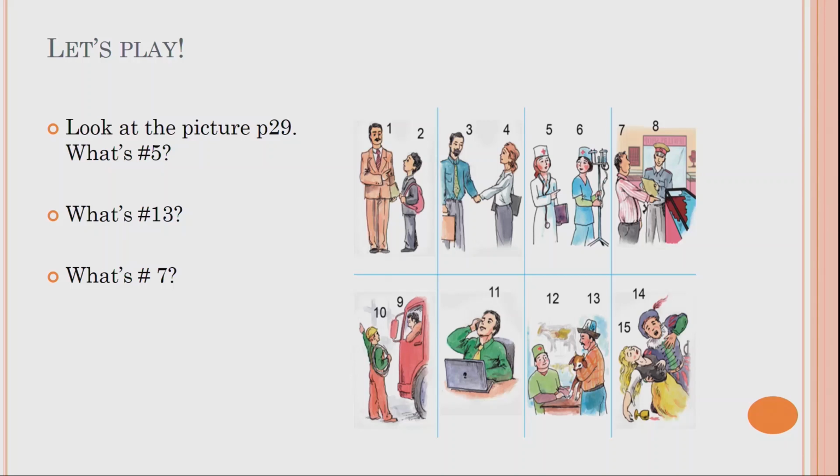Find picture number 3. What's his job? He's a businessman, right? What's number 10? He's a builder. Right. What's number 6? She's a nurse. A nurse. Right. Good job.